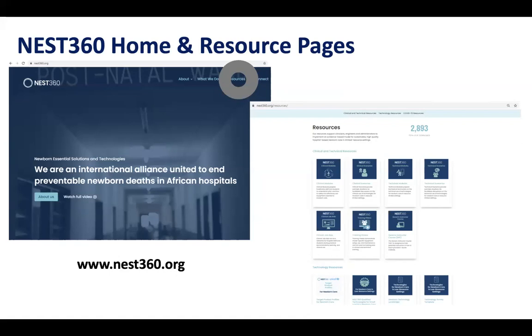So this material is now available on our NEST 360 homepage. They are available to download, and they are being accessed across the world, not just within the 4 countries where NEST is currently based. Next slide, please.